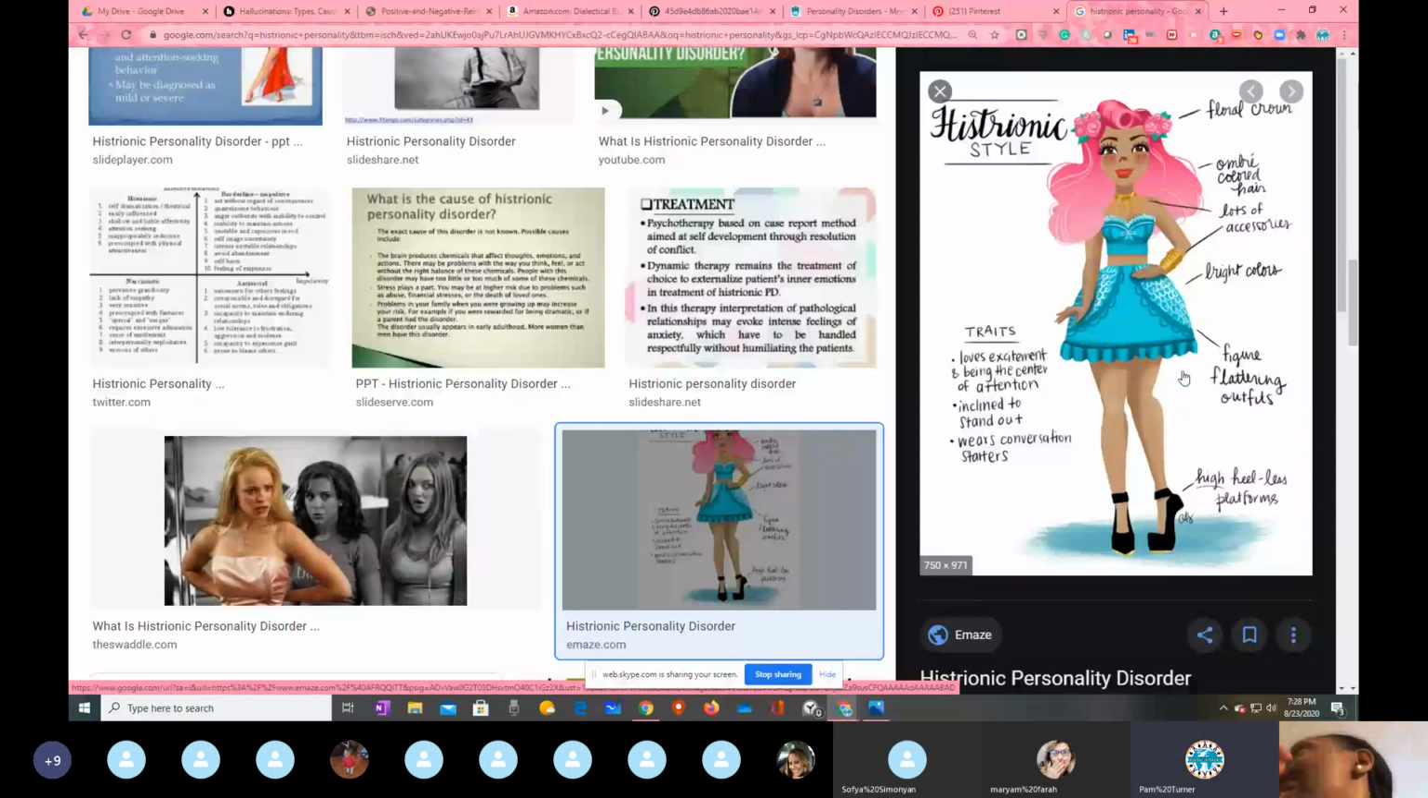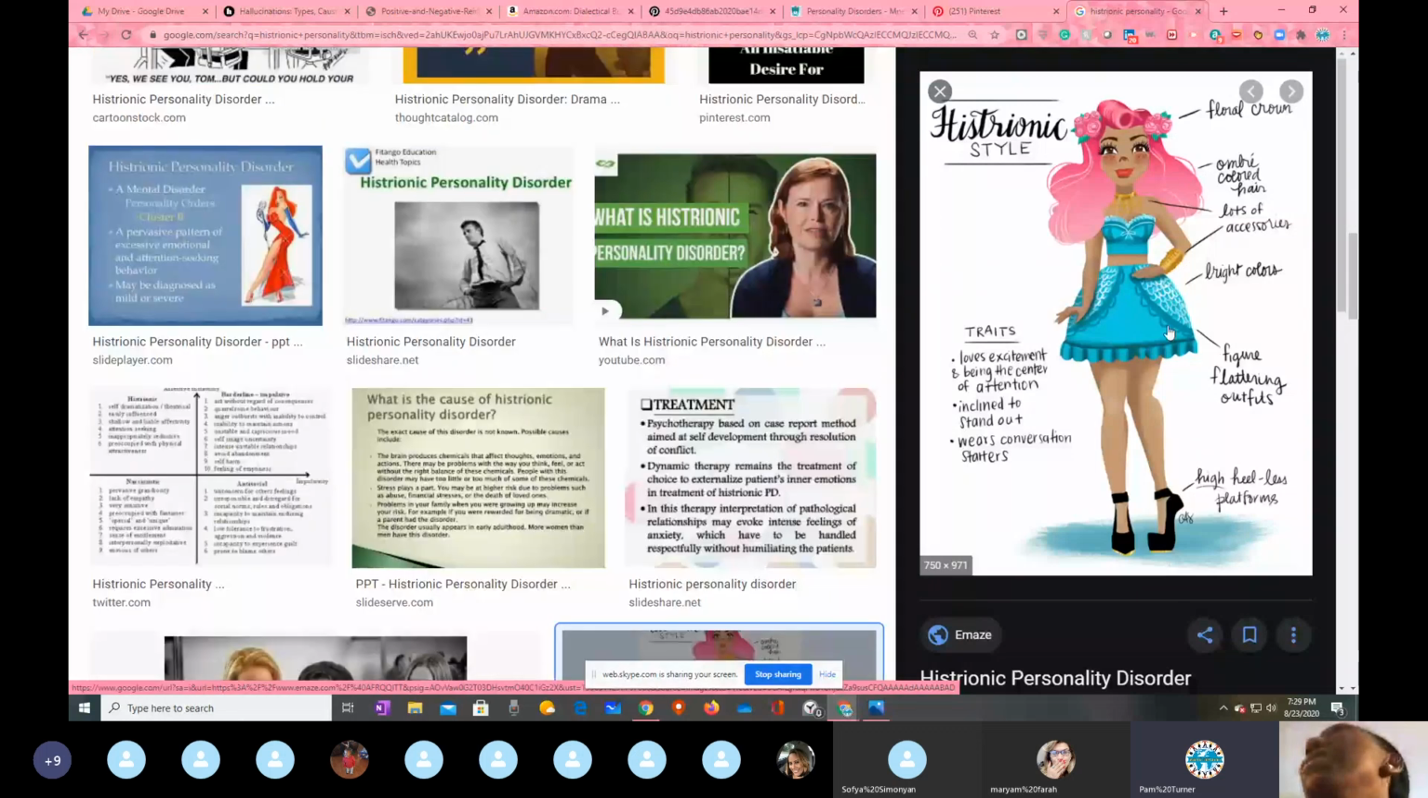So my histrionics for the test are going to be women. My narcissists for the test are going to be men. My narcissists are not going to walk in the room and demand that attention. They feel like you're very lucky to breathe the same air that they do.